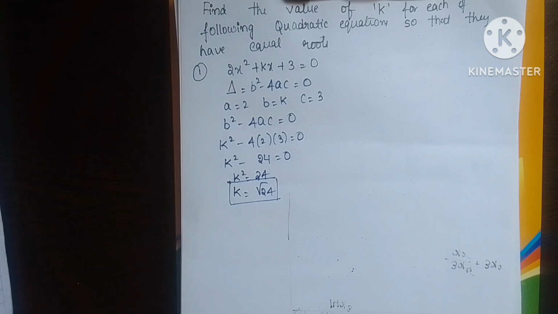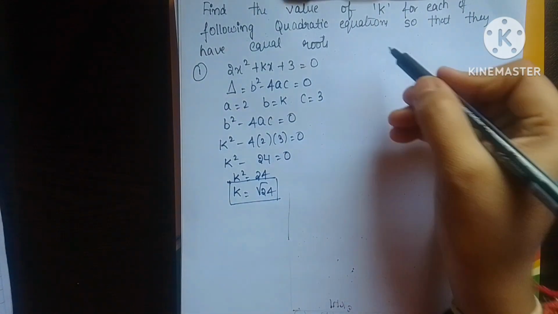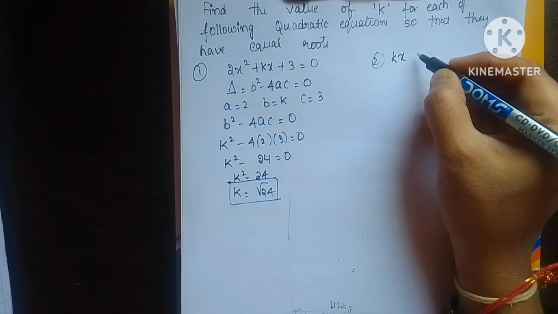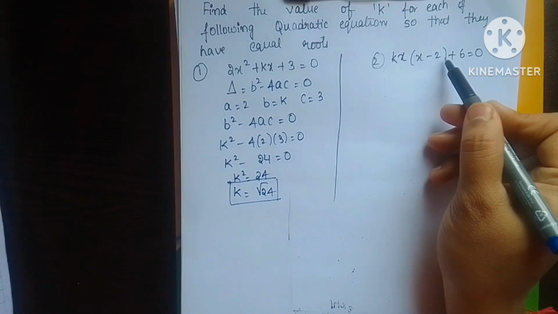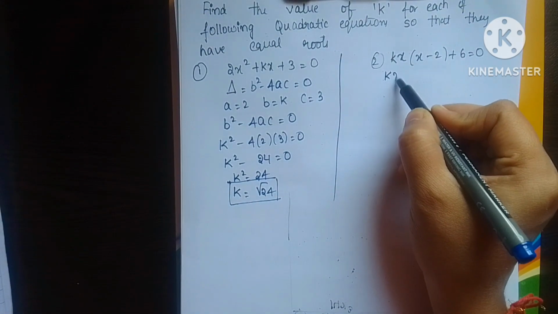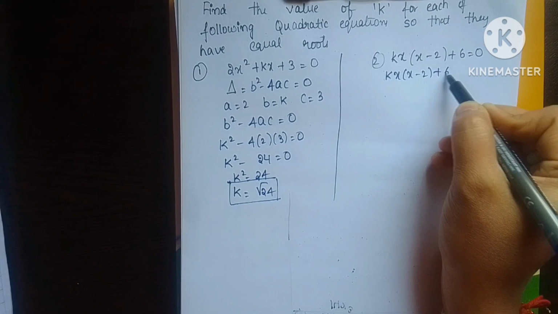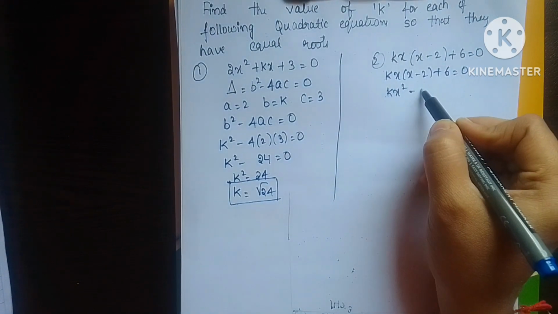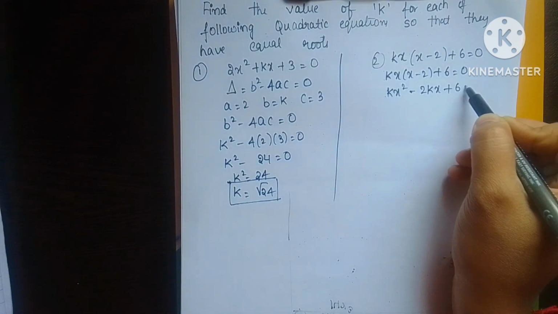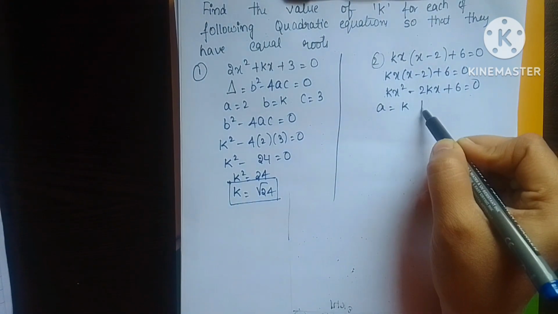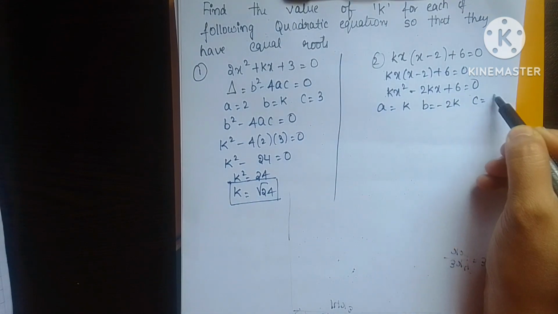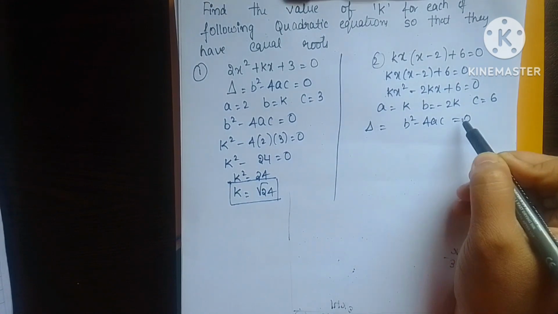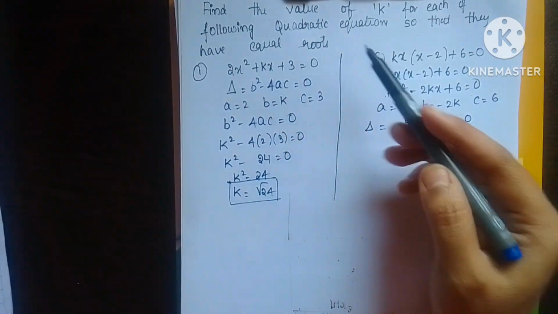Now let us see the next question in this only. The question is kx into x minus 2 plus 6 is equal to 0. So kx into x minus 2 plus 6 is equal to 0. Multiply kx into x is kx square minus 2 into k is 2kx plus 6 is equal to 0. A is k, b is minus 2k, c is 6. Delta is equal to b square minus 4ac is equal to 0. Why should it be equal to 0? In the question they are telling equal roots.